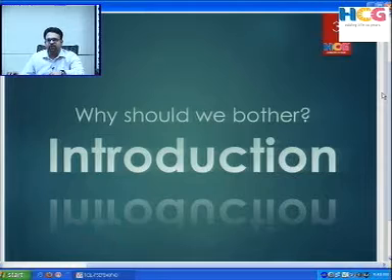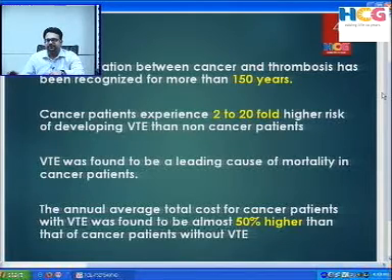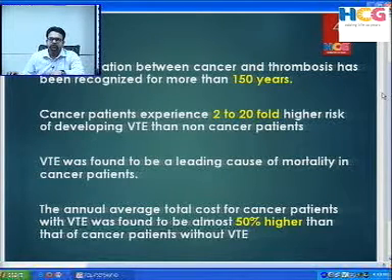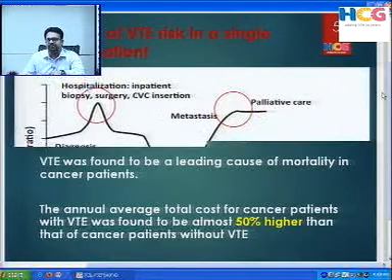So why should we bother about venous thromboembolism? The association between cancer and thrombosis has been recognized for more than 150 years, and the cancer patient experiences a 2 to 20-fold higher risk of developing venous thromboembolism than the non-cancer patient. Venous thromboembolism was found to be a leading cause of mortality in cancer patients. The annual average total cost for the cancer patient with VTE was found to be almost 50% higher than that of the cancer patient without VTE.